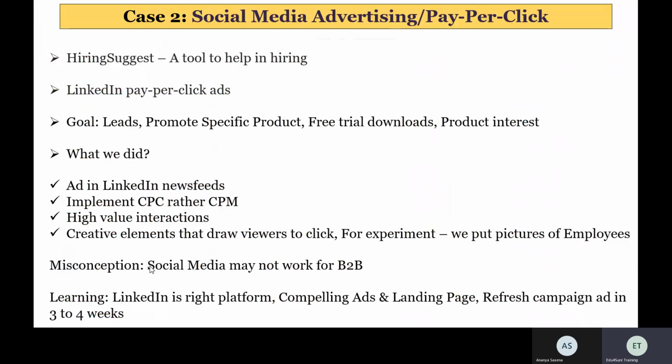Refresh the campaign ad. Every ad, whenever you make a campaign, usually gets saturated, or you can say dies, after 3 to 4 weeks. So you should refresh your campaign after 3 to 4 weeks. Sooner also you can do it, if you think you are not getting the leads.